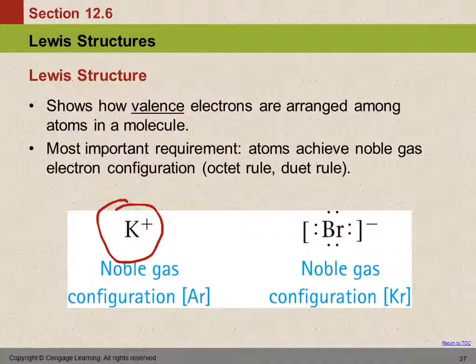What element has 18 electrons? Argon. Argon's a noble gas. How many valence electrons does argon have? 8. When potassium loses 1 electron, in terms of its electron structure, it's the same as argon. It has 8 valence electrons, and from the outside, he looks like he's got everything together.